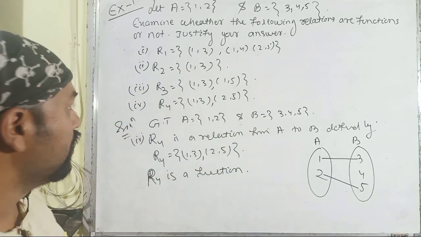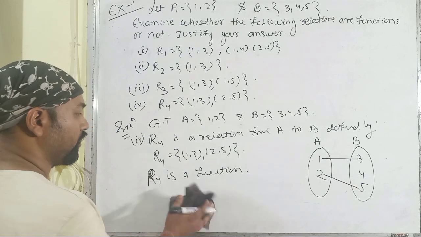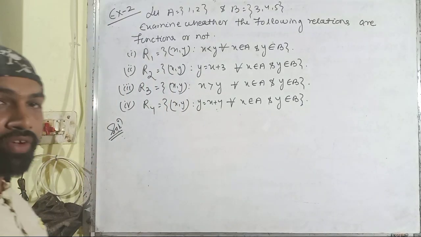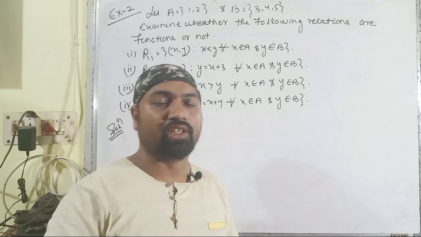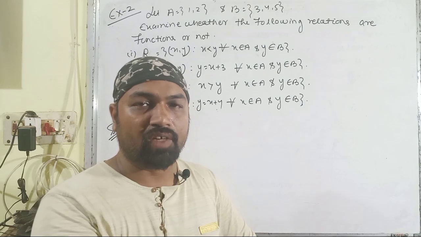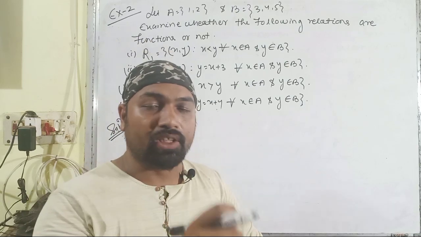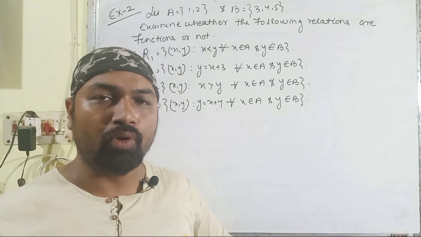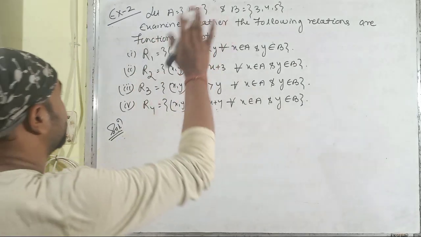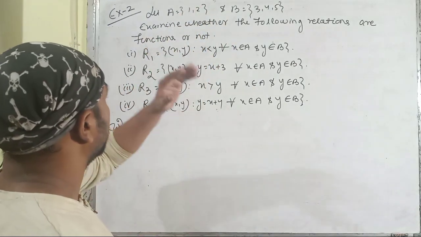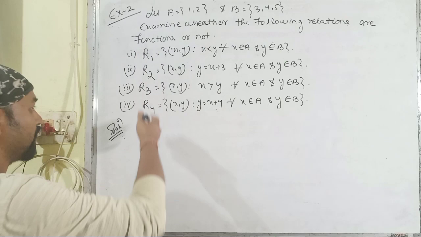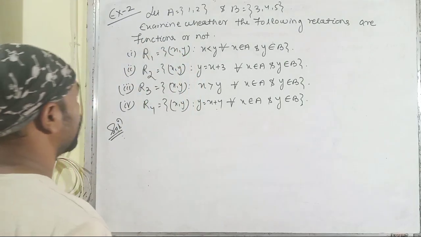Then moving towards some other examples based upon the topic function. Here is the second example based upon the definition of function, and here also, as in the first example, we have to examine whether the given relations are functions or not. If it is a function, then it is okay, and if it is not a function, then as in the first example we have to justify why it is not a function. The same sets are given to you.